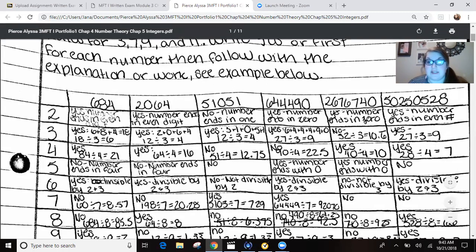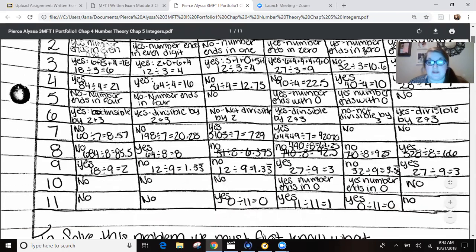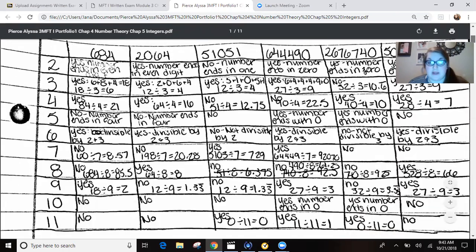So then we're going to go down to 10. 10 is pretty simple. If it doesn't end in 0, then obviously it is not divisible by 10. So we have no for the first 3 numbers, yes for the next 2, and no for the last. So we're going to go down to the ones that I had to show my work on, because while I put some of it in the box, most of it's hard to read.